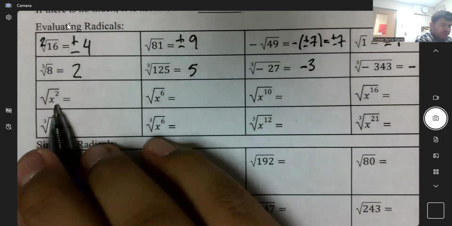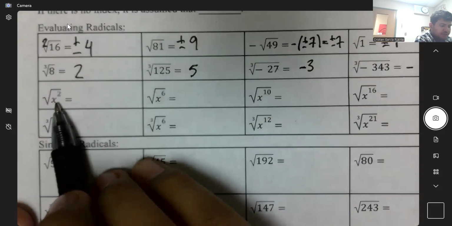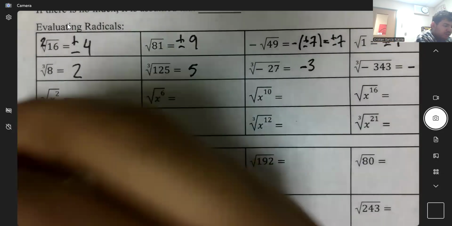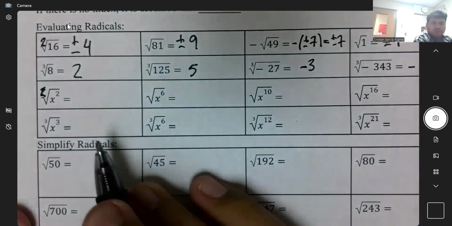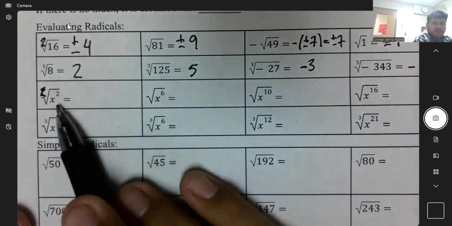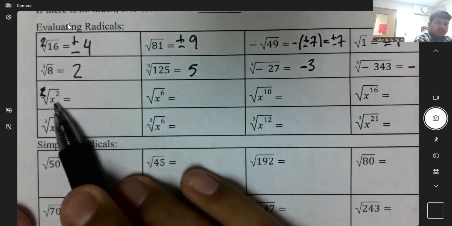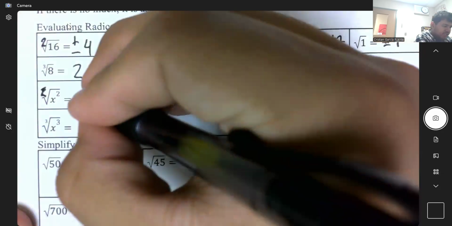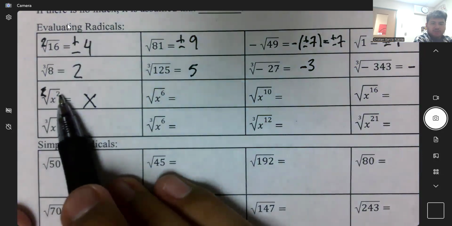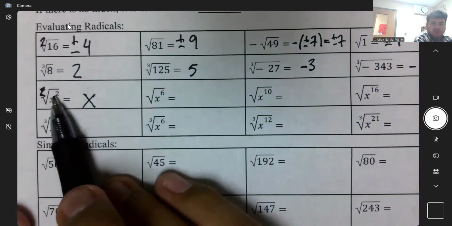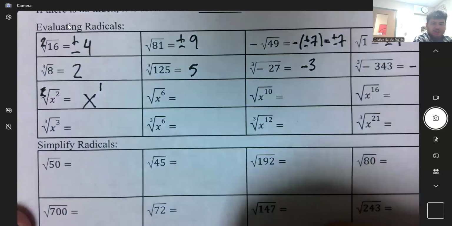For this one, you have your index of 2. The way you do your letters is a little bit trickier. You keep your variable how it is. So over here, x, leave it as an x, and then look at your index and see how many times it goes into the exponent. How many times is 2 going into 2? That's going to be 1. So you have x to the 1, and that's your answer.